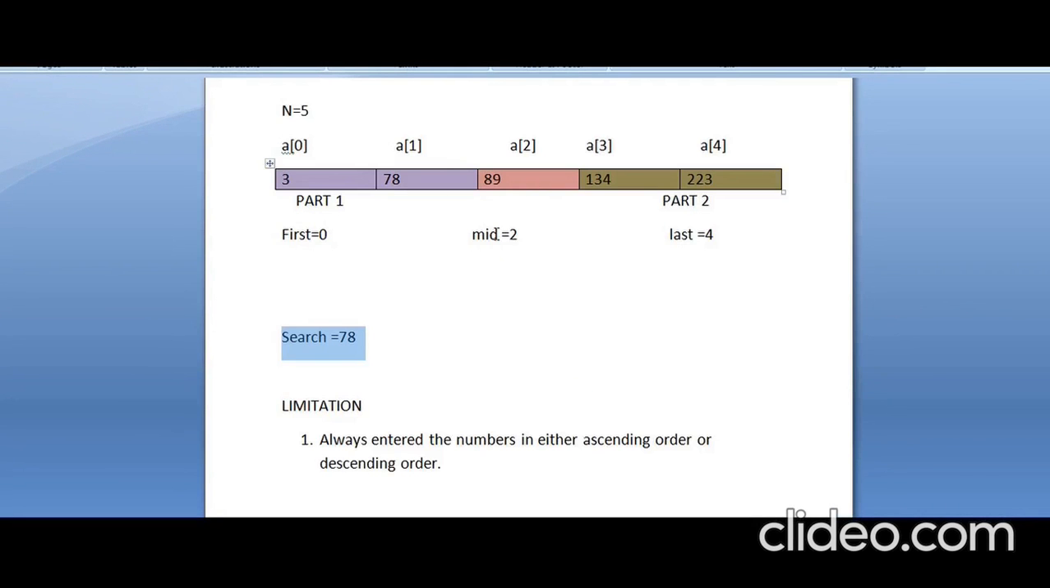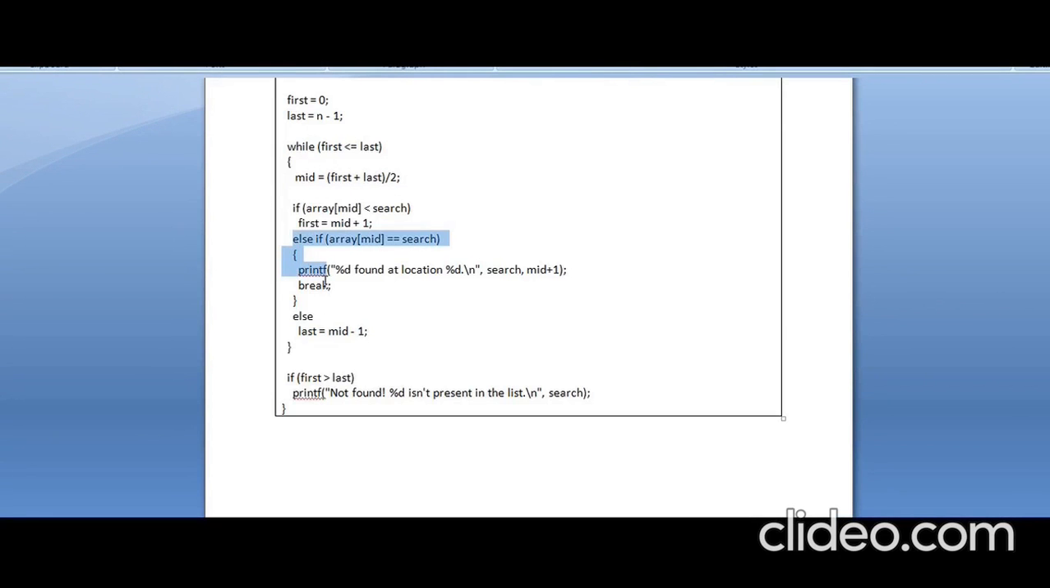Array of mid is 89. Search equals 78. It is no. So this portion is also not getting executed. So it will come to the last, that is the last else. Now what is written here? It is saying simply you update the last equals to mid minus 1.